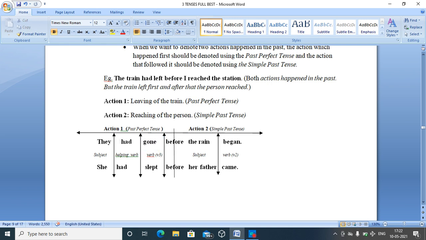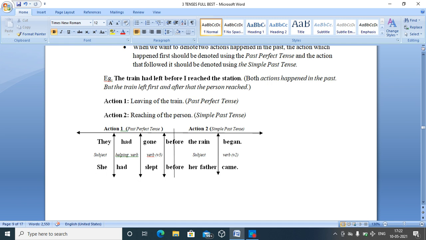Then what about action 2? The beginning of the rain is the second action. They had already gone and then only the rain began. But both are past actions. Here the rain is the subject. Begin, began, begun. So the V2 form is began, and we have to use that for the simple past part. For the sake of the second action, we opt for the V2 form itself with the subject. And that is clear.